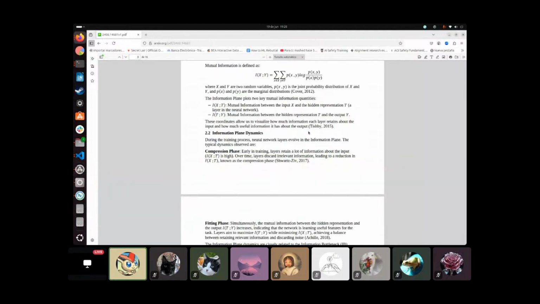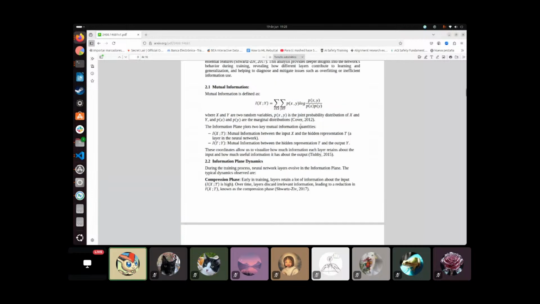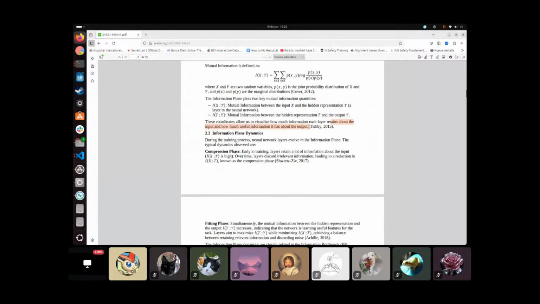The information plane pursues mutual information quantities: the mutual information between the input and the hidden representation, and the mutual information between the representation and the output. Okay. How much information each layer retains about the input, and how much information it has about the output.